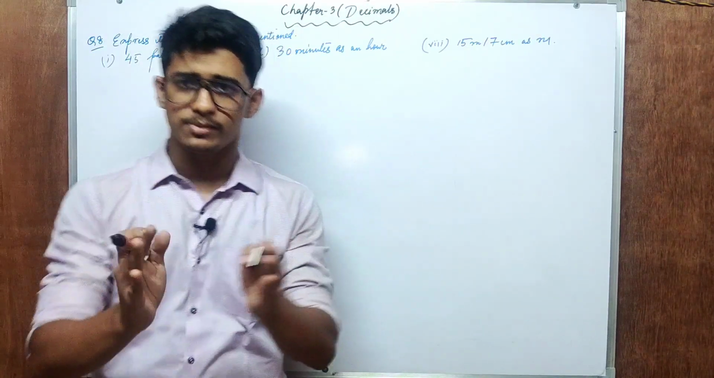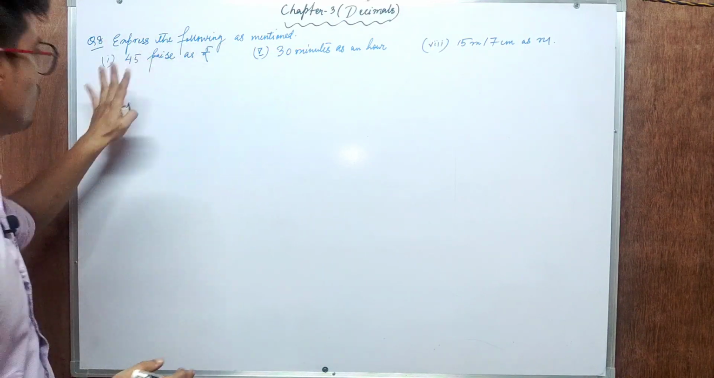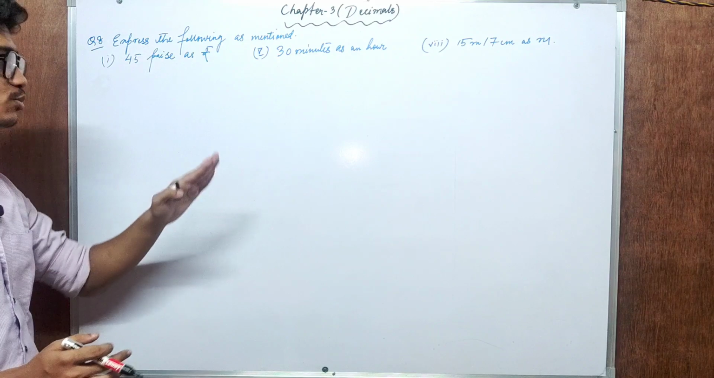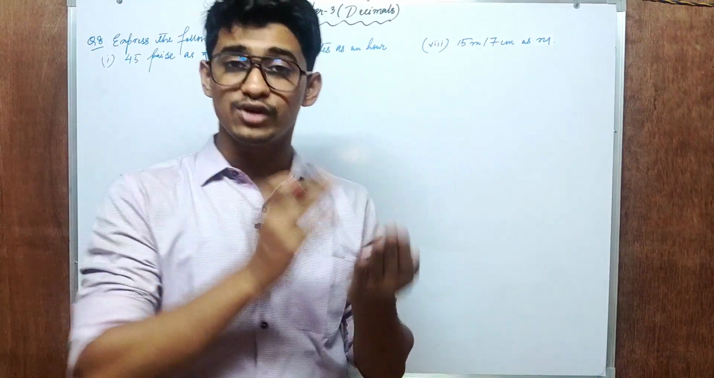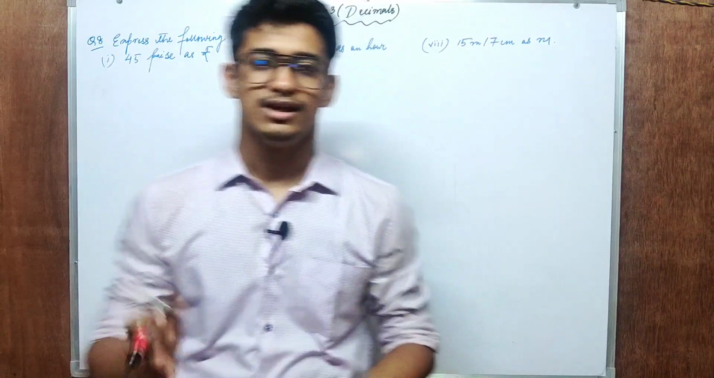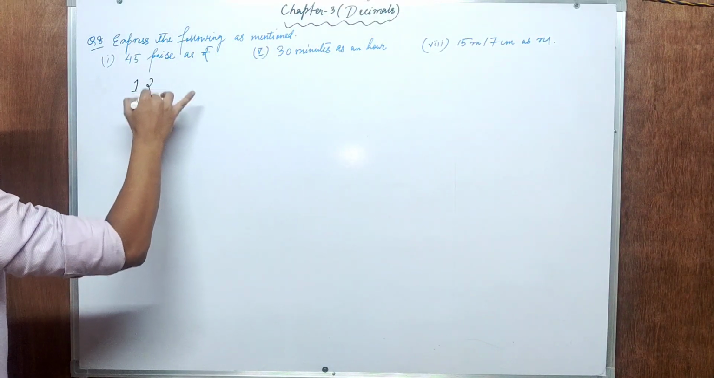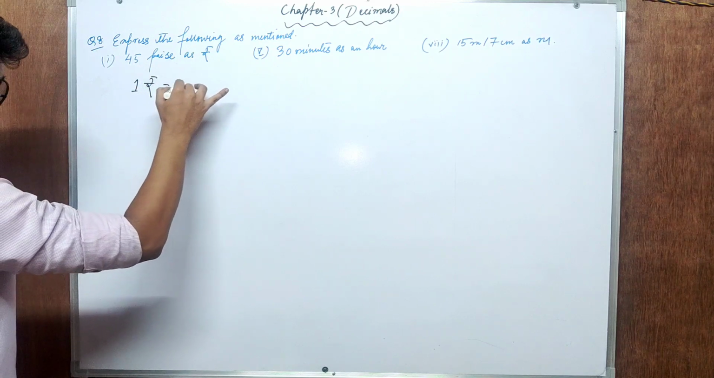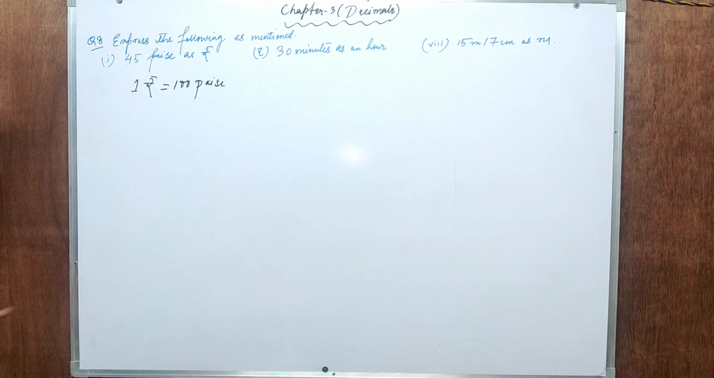Let's start with question number 8. It says express the following as mentioned. The first question is 45 paise as rupees. First of all, we have to understand the conversion of rupees to paise. The conversion is that 1 rupee is nothing but 100 paise.